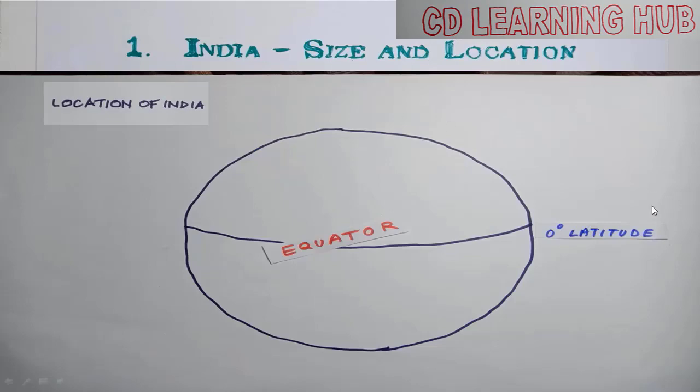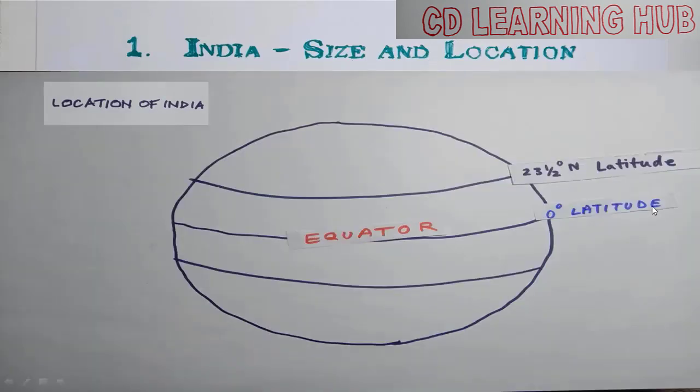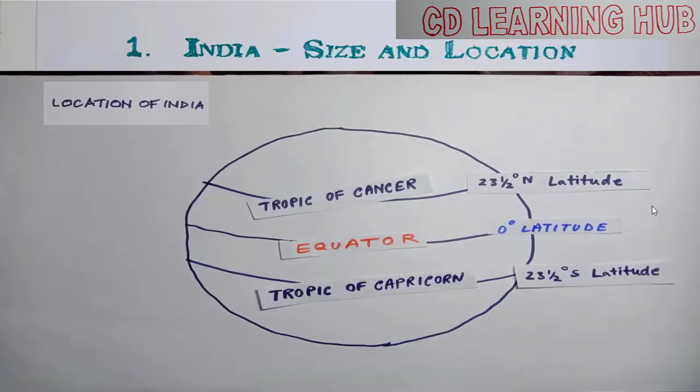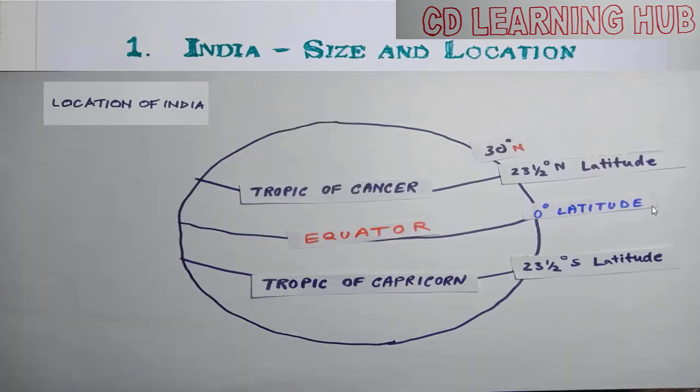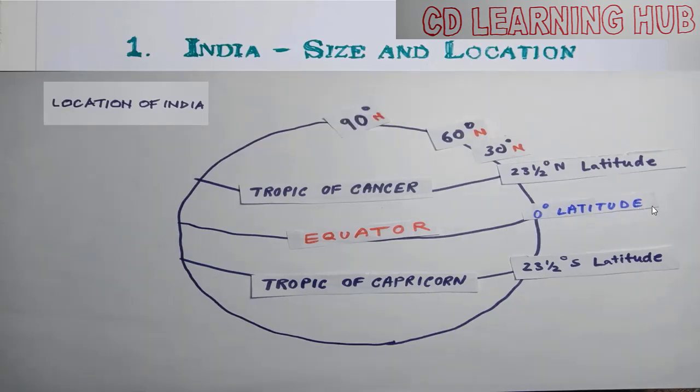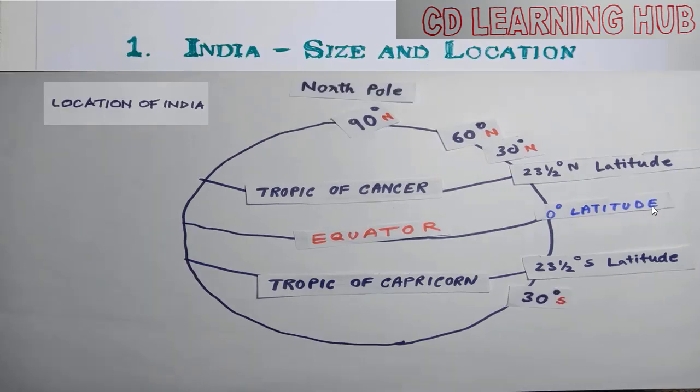The equator falls on 0° latitude. The latitude of 23.5° north is called the Tropic of Cancer and the latitude of 23.5° south is called the Tropic of Capricorn. Now, 30° north lies above 23.5° north and 60° north lies above 30° north latitudes. And 90° north lies in the northernmost position of the earth, which is called the North Pole.